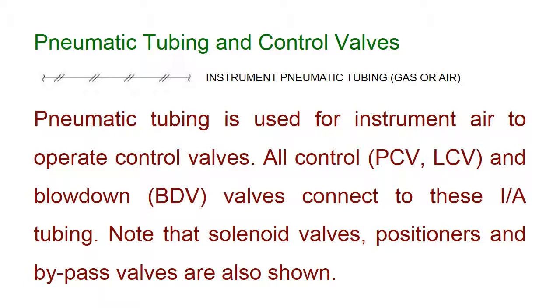Pneumatic tubing and control valves. Pneumatic tubing is used for instrument air to operate control valves. All control, PCV, LCV, and blowdown, BEV, valves connect to these instrument air tubing. Note that solenoid valves, positioners, and bypass valves are also shown.